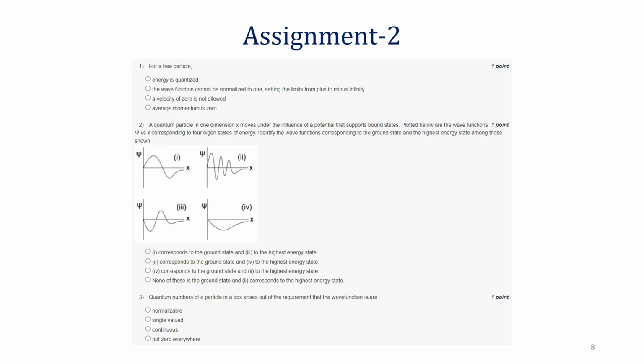A quantum particle in one dimension x moves under the influence of a potential that supports bound states. Plotted below are the wave functions. Identify the wave functions corresponding to the ground state and the highest energy. The ground state will not have any node, yes. So that will be option 4, C.